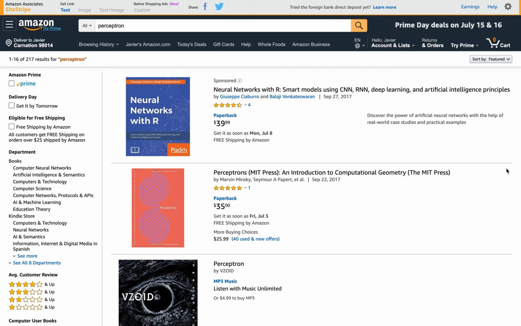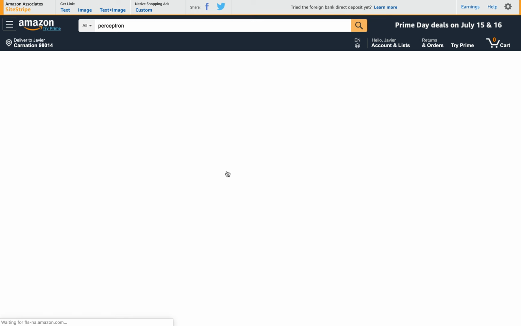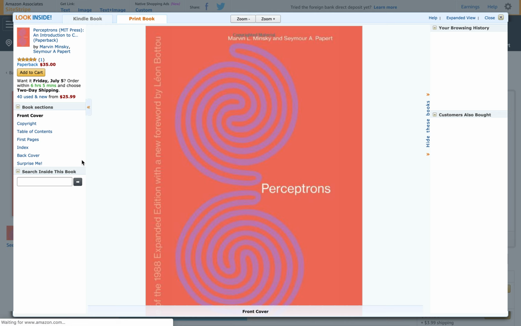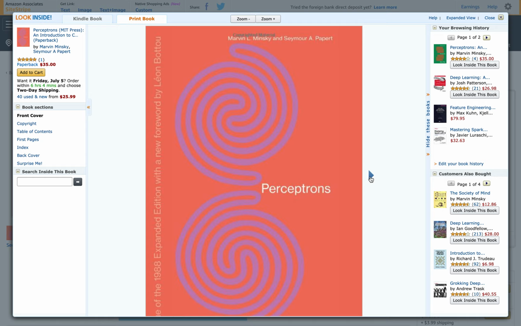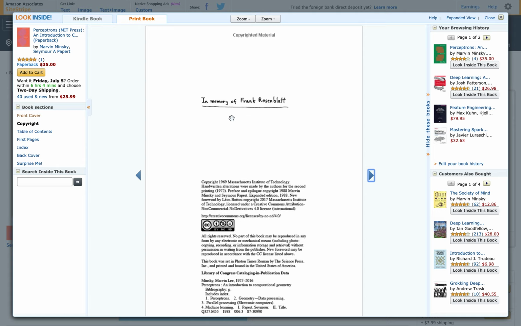you can just search Amazon, literally just search for Perceptrons: An Introduction to Computational Geometry. One of the really interesting things is that, well, this book was written by Minsky and Papert, but it was actually dedicated in the memory of Frank Rosenblatt, which is kind of awesome because at the very least they must have known each other, and my guess is that they were pretty good friends.